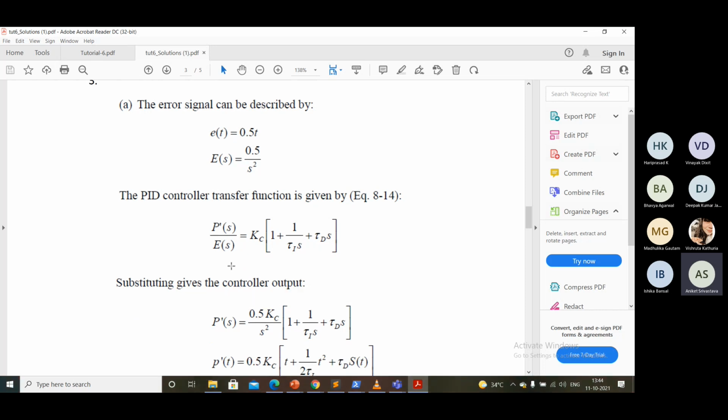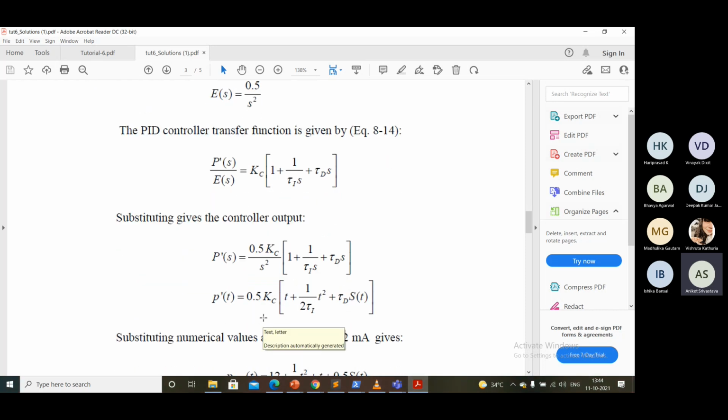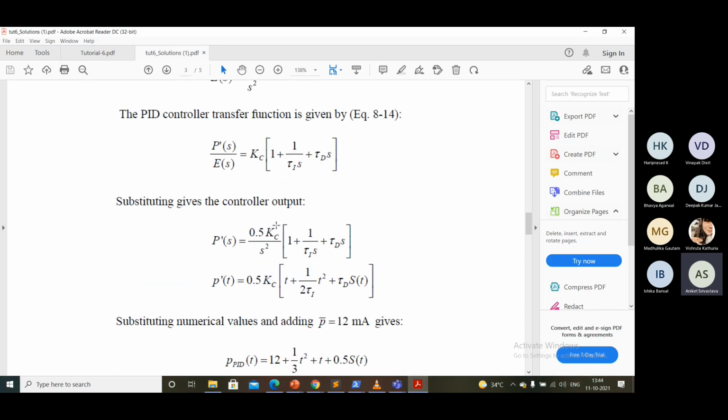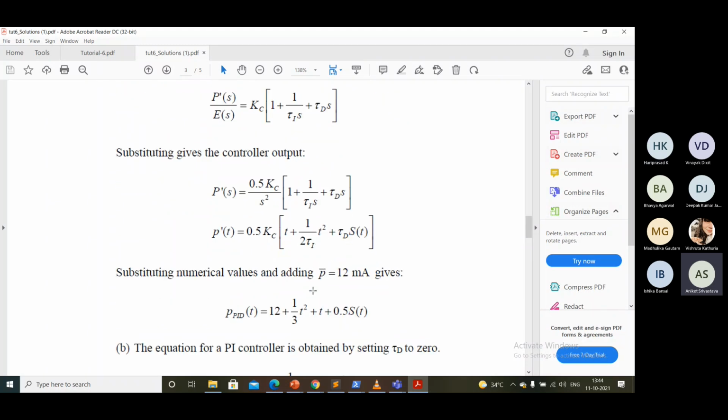Basically we'll just cross multiply and take the inverse Laplace of this entire term on the right hand side. This will give our output as 12 plus 1 by 3 t square plus t into 0.5 of s of t. So were you getting the same solution from using the online calculator? Yes, sir. Okay. Now, in the second question, it is just asked that we have to calculate the same for a PI controller.